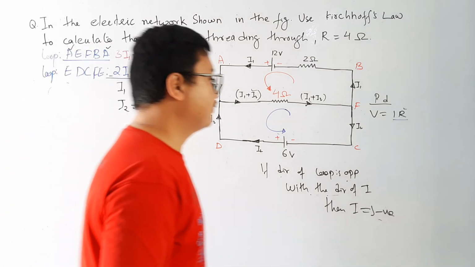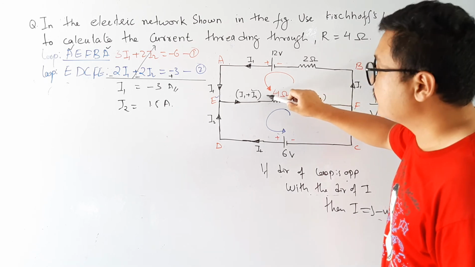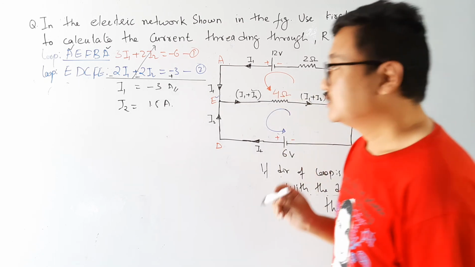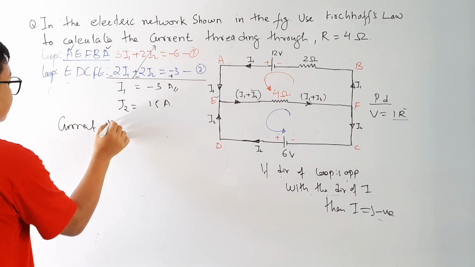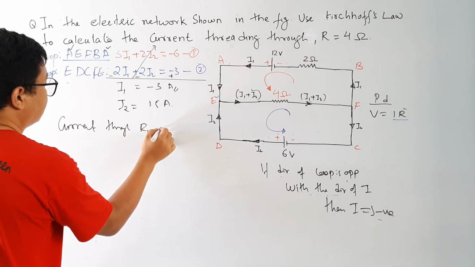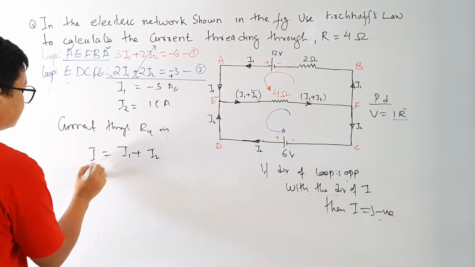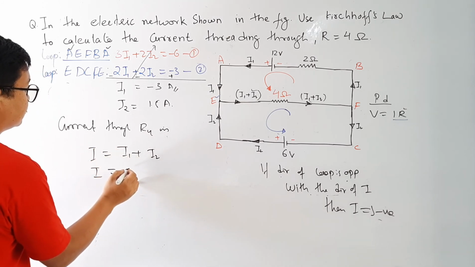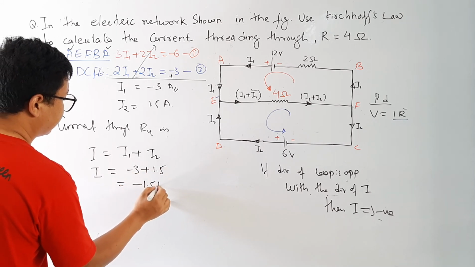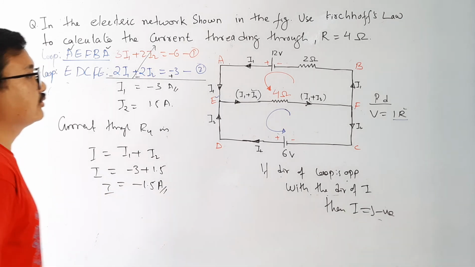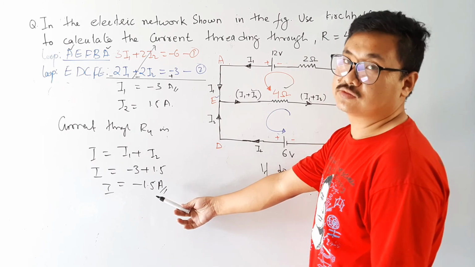Now the question says find the amount of current through R4. Now how much is the current passing through R4? It is I1 and I2. We are almost done. Current through R4 is I1 plus I2. So I will write this is equal to minus 3 plus 1.5 is equal to minus 1.5 ampere. So current through this 4 ohm resistance is minus 1.5.